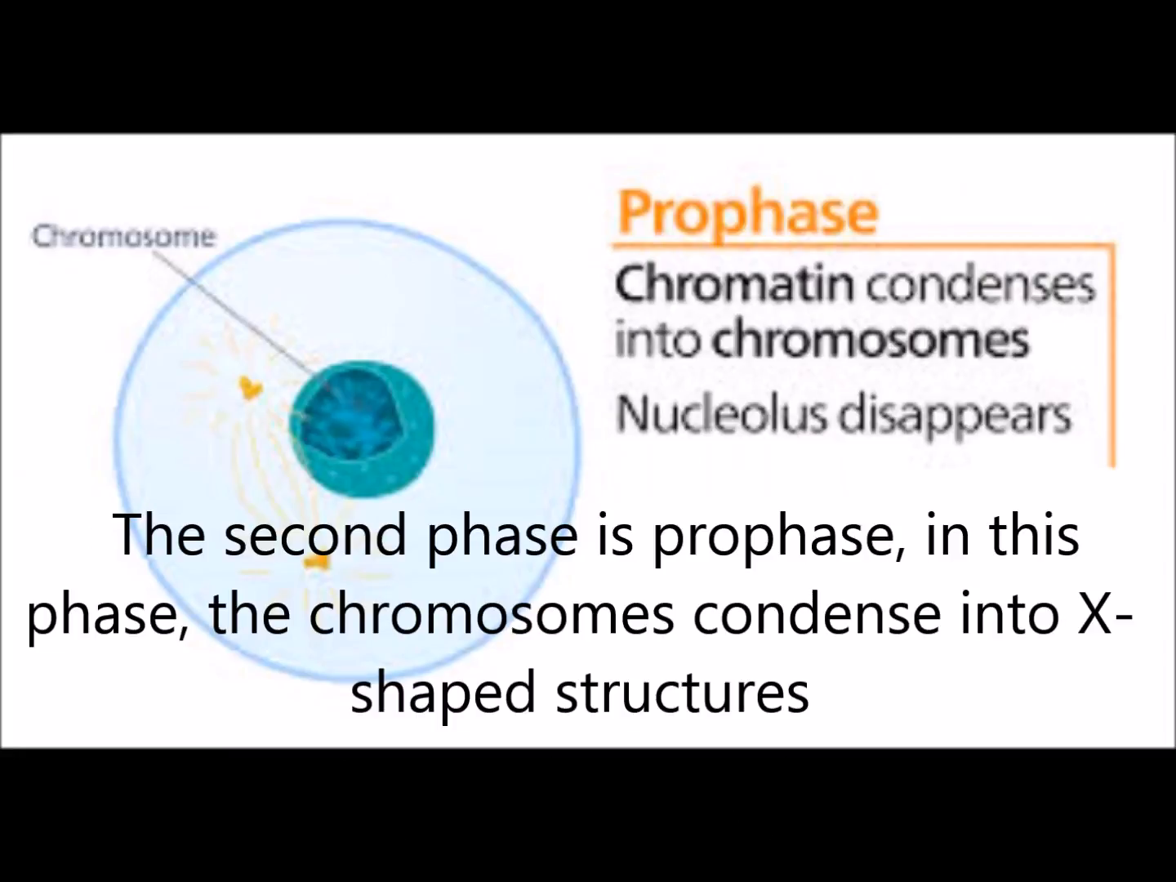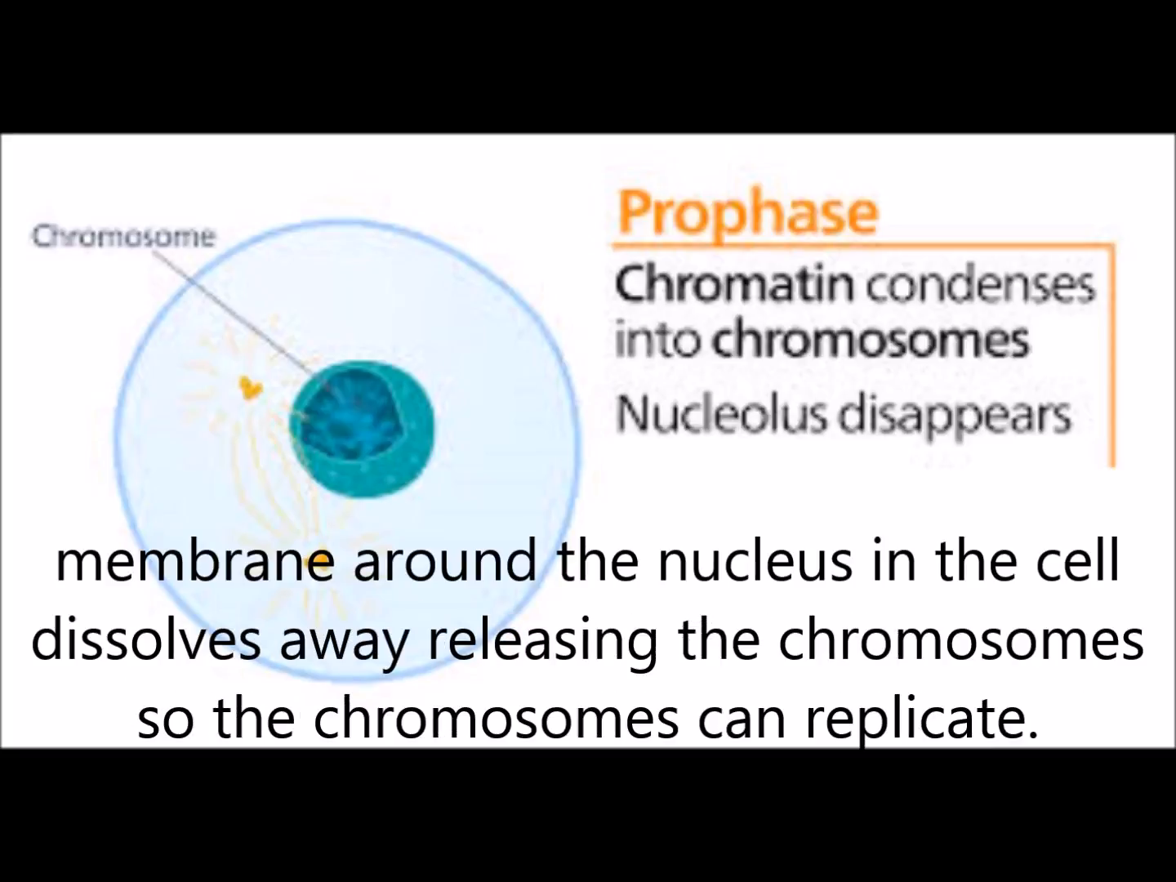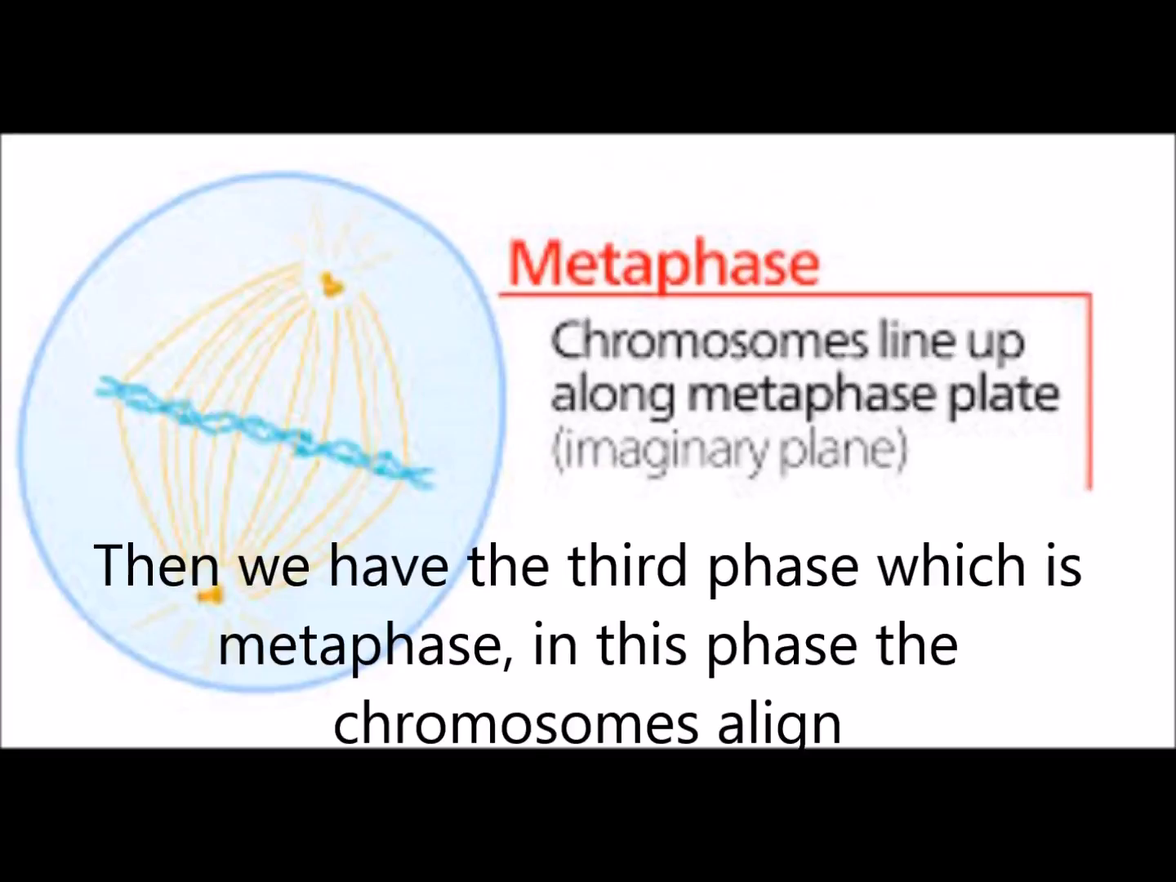The second phase is prophase. In this phase, the chromosomes condense into egg-shaped structures that can be easily seen under a microscope. At the end of prophase, the membrane around the nucleus in the cell dissolves away, releasing the chromosomes. Then we have the third phase, which is metaphase.